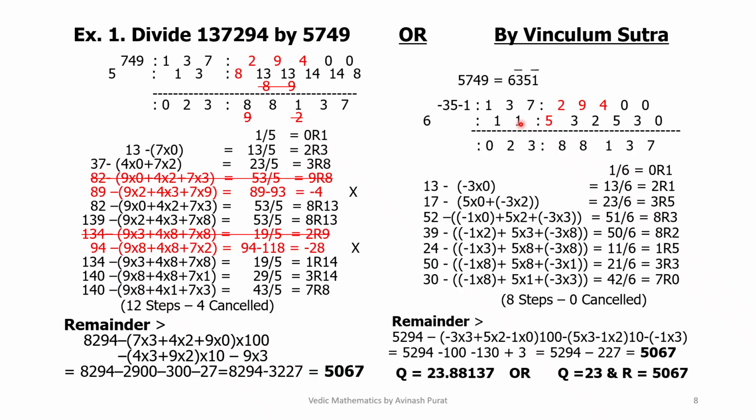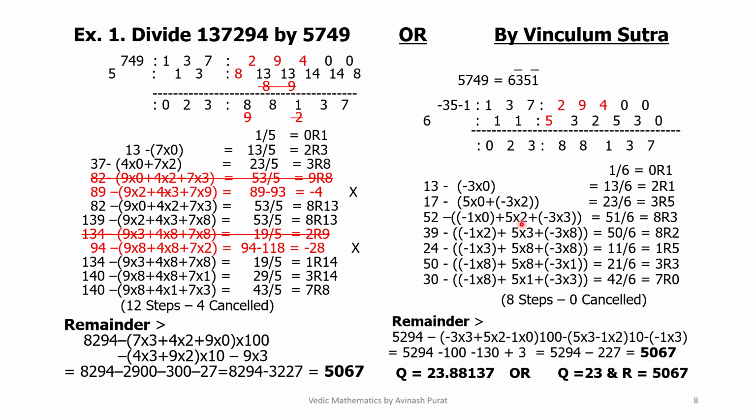So 17 minus 5 into 0 plus minus 3 into 2, that is plus 6. 17 plus 6 is 23 by 6, equal to quotient 3 and remainder 5. Now 52 is the next dividend, minus 1 into 0, 5 into 2 plus minus 3 into 3.